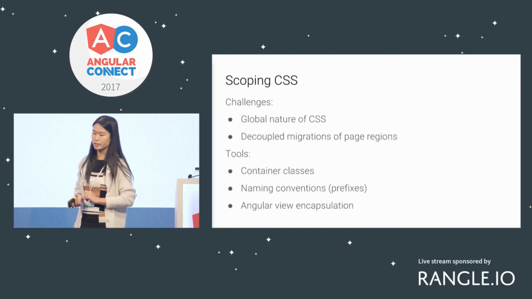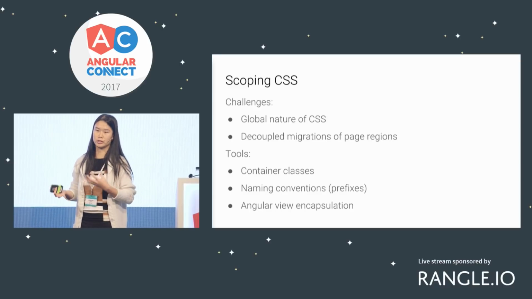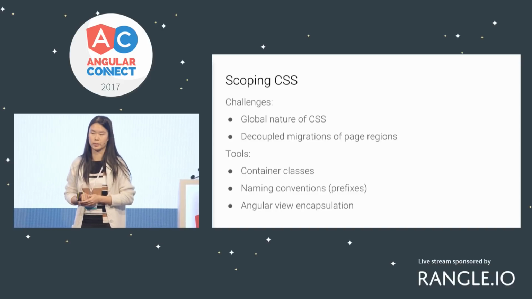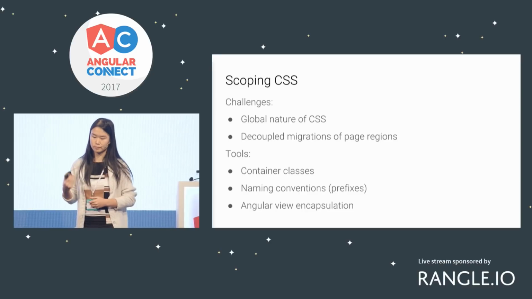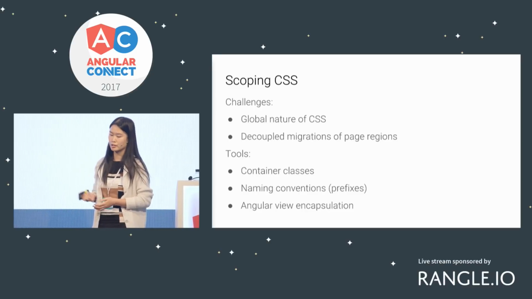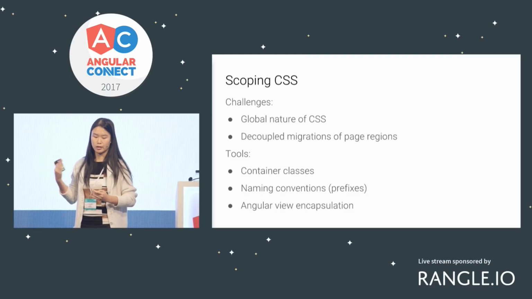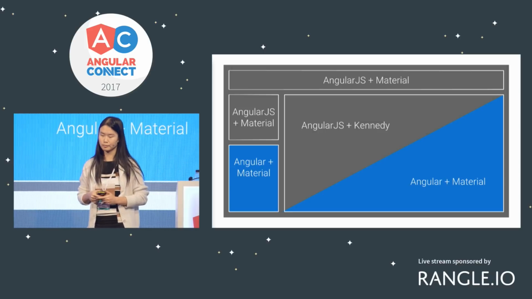With scoping CSS, the problem is that CSS is very global, but we really want to be able to decouple different parts of the page in their migration. Any particular part of the page could be in either framework, and it could be in either design language. The tools we use to address this are pretty standard: container classes, naming conventions, Angular view encapsulation, and we'll talk about each of these in the context of a diagram.